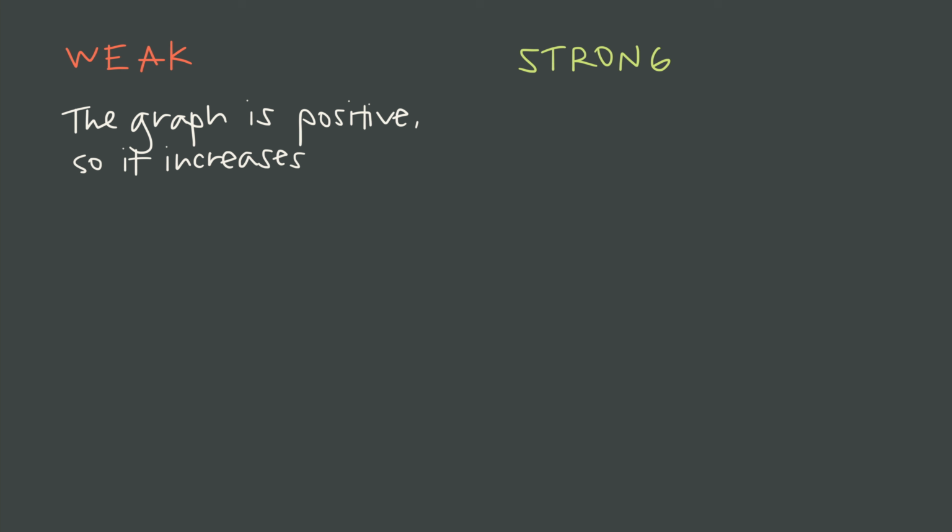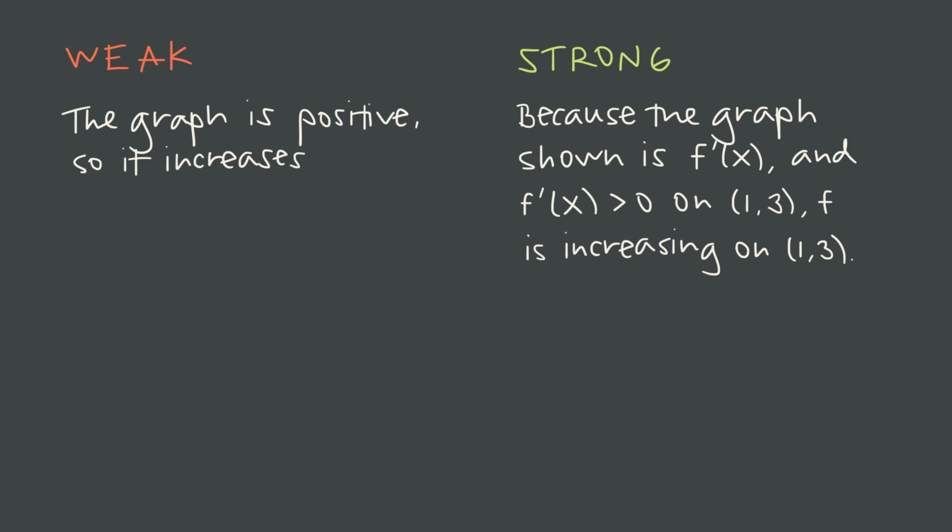So as an example, here's a weak justification that a lot of people write. The graph is positive, so it increases. Well, that kind of gets at the idea, but it's not going to earn points on the exam. Here's the version that actually will.